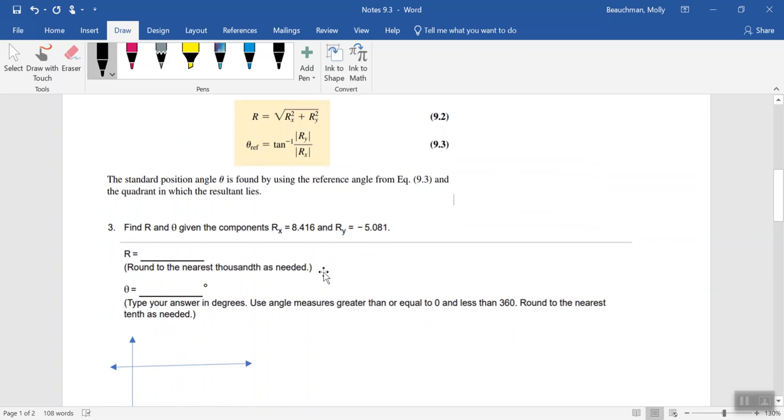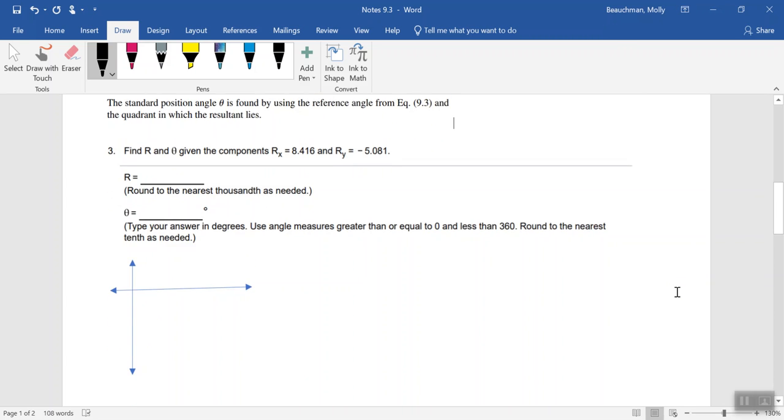So if we want to find r and theta given the components, r sub x equals 8.416 and r sub y equals negative 5.081, those are basically giving us the x and y coordinates. So the x is 8.416, y is negative 5.081, and what we're given are the x and y components of the vector that we're looking for, which is this one.